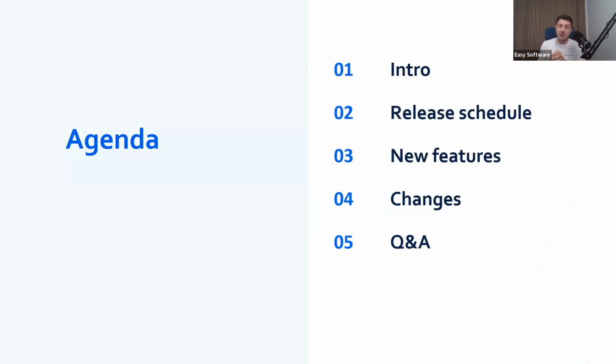So let's move to the agenda. Every meeting needs one, and this is ours. I am doing the intro right now. We're going to move into a release schedule, talk about new features or add-ons in the case of Easy AI. Then we'll talk about changes in version 14, and last but not least, we are going to do the questions and answers. Questions and answers is going to be important.